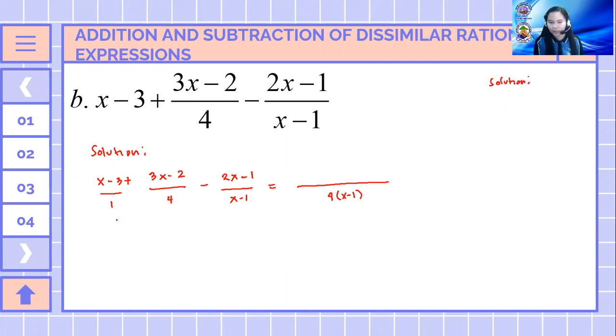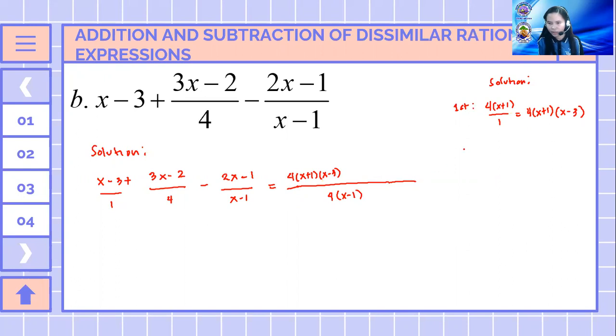LCD divided by the denominator times the numerator. Let's have the first term. So we have 4x plus 1 divided by 1, so that is 4x plus 1 times x minus 3, which is the denominator. So we have x minus 3. That's right. So we have 4x plus 1 times x minus 3. That is the first term.